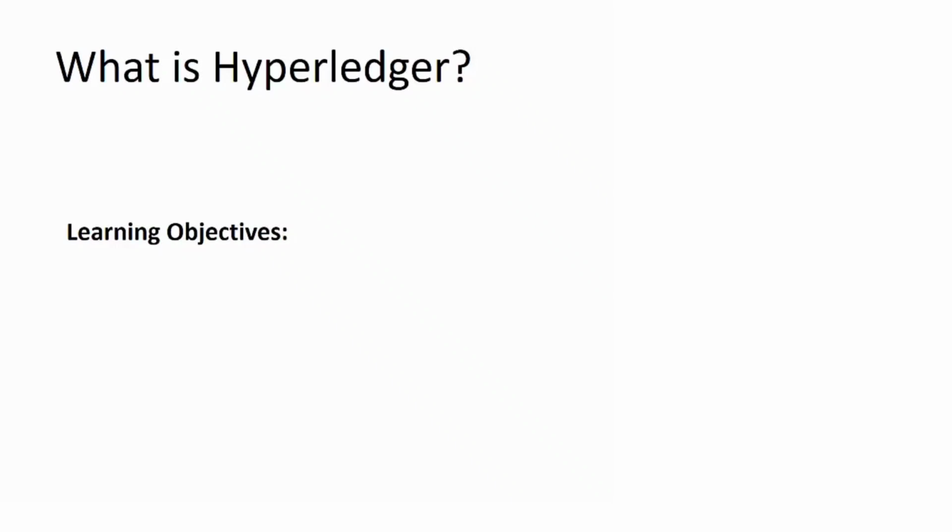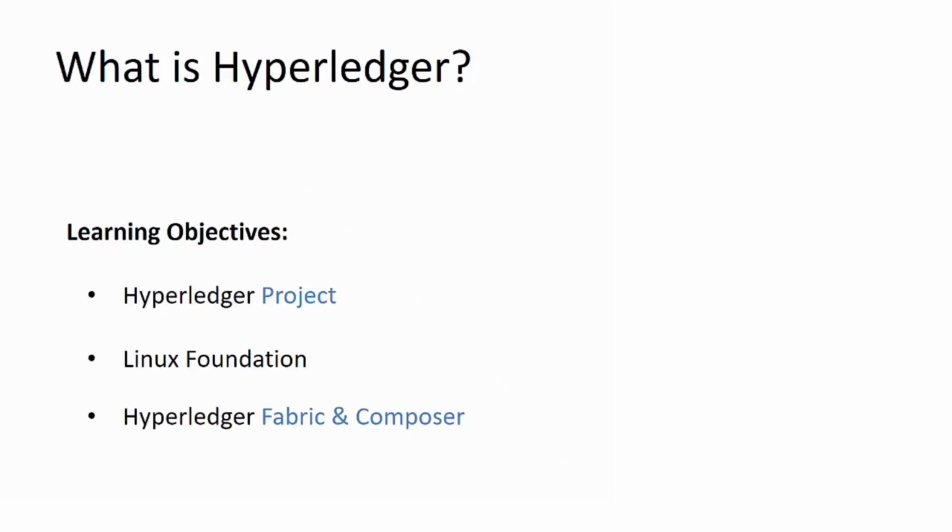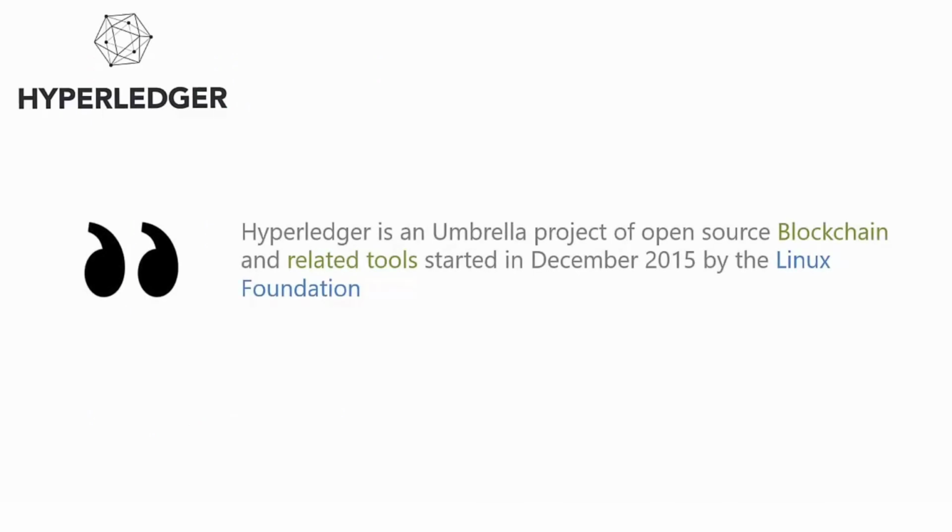Hyperledger. In this lecture, you'll learn Fabric and Composer. Let's start with what is Hyperledger. Hyperledger is an umbrella project of open source blockchain and related tools started in December 2015 by the Linux Foundation. In essence, Hyperledger does not refer to a specific technology or tool.